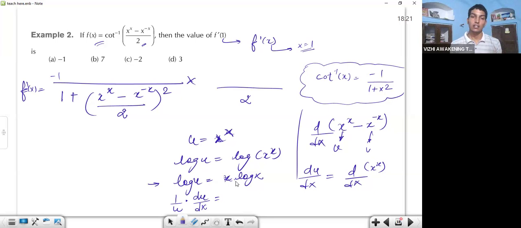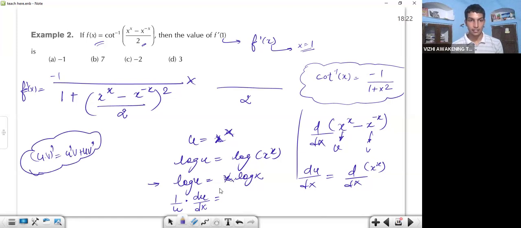This is x log x. If there are two functions in a product and we have to differentiate the product, we have to apply the product rule, which says u dash v plus u v dash. We have discussed it earlier. So here u is x. Differentiation of x is 1 into logarithm of x, plus this is u, this is v, differentiation of logarithm of x is 1 by x into x. It will become 1 plus logarithm x.